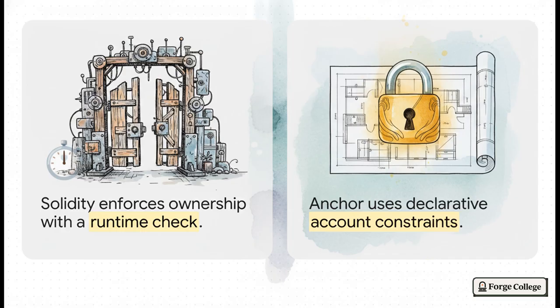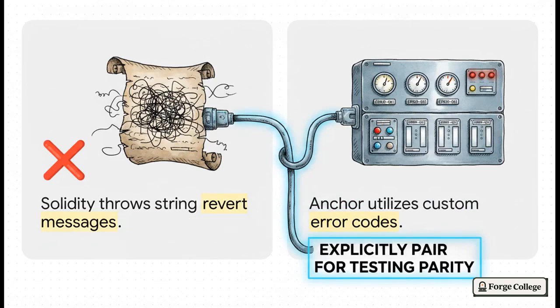By simply adding a macro like has_one = owner to our struct, we are telling Anchor to perform this check before the instruction even runs. It's cleaner, it's safer, and honestly, it's a completely different mental model. Furthermore, validation errors map completely differently too.